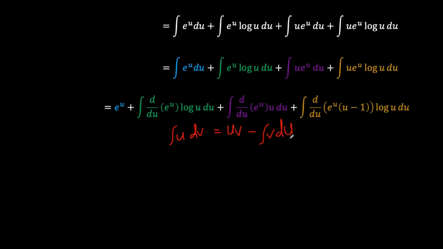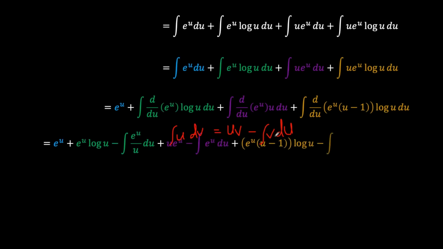So now we can solve the green by saying that uv is the same as e to the power u log u, minus the derivative of log u, which is 1 over u, so we have v, and du times v is e to the power u over u. And then the purple, we have u times e to the power u minus, the derivative of u is 1, so we have just e to the power u.